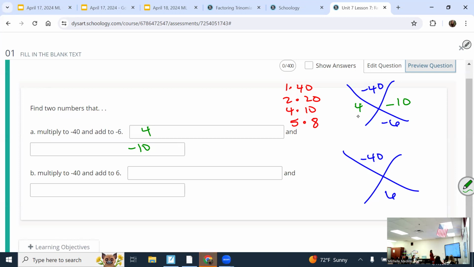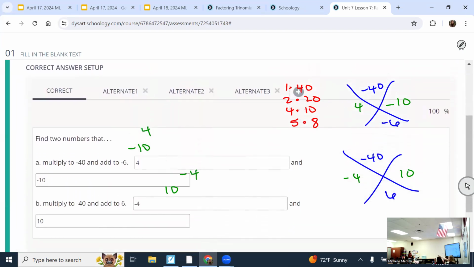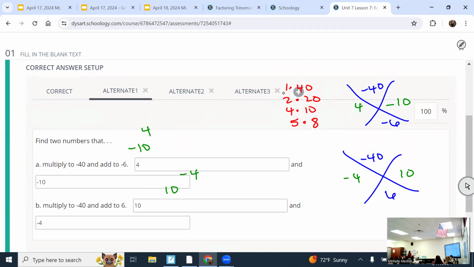So then down here, only difference is that now we're adding to get a positive. So which one would have to be negative? 4. Good. And then here is negative 4, positive 10. I'm gonna make sure the key doesn't mark you wrong. Yeah, it looks like they have all the alternatives to the top. Okay, so it shouldn't mark you wrong unless you're getting that part of it wrong.